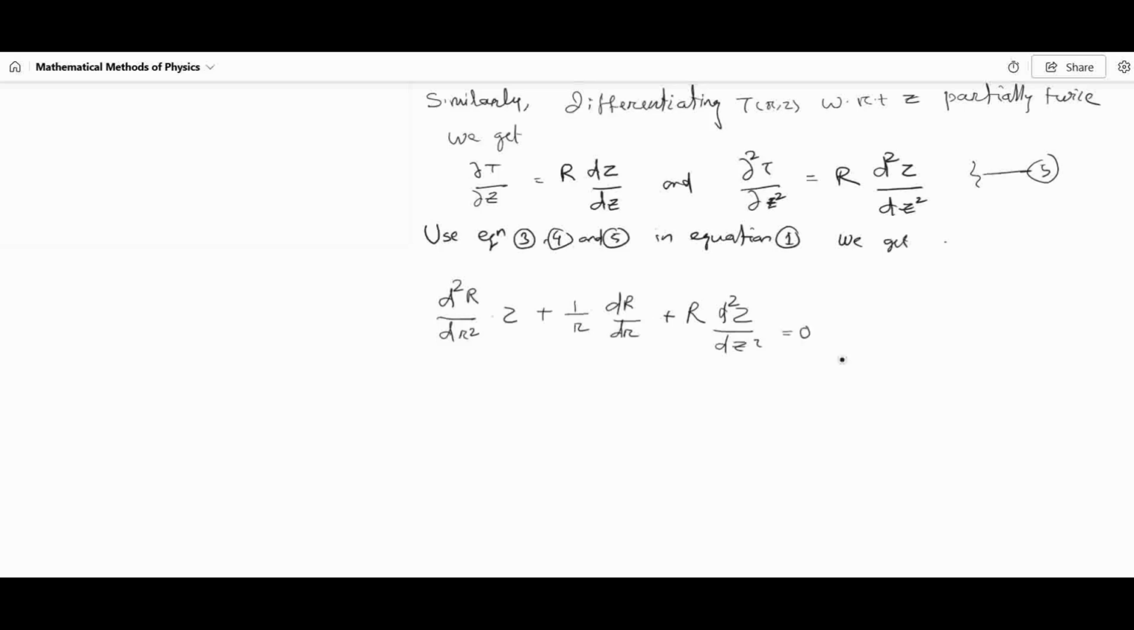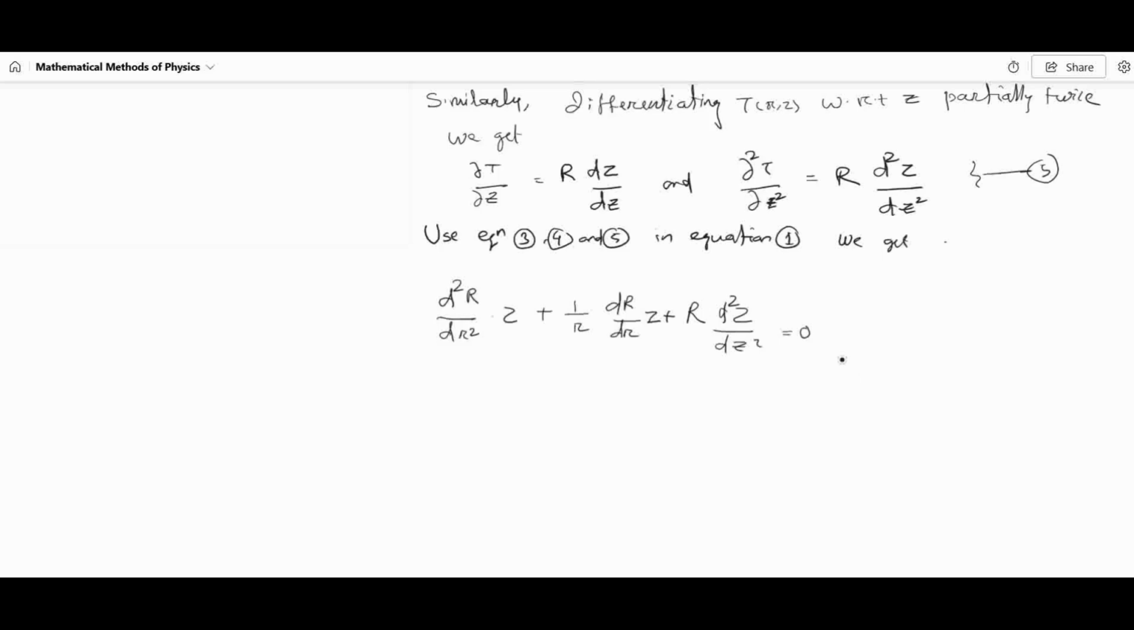Now look at the equation. This equation contains functions of different variables, meaning each term contains functions of different variables. So here r and z, here also r and z, and R d square Z by dz square. So we have to eliminate those functions from each term.